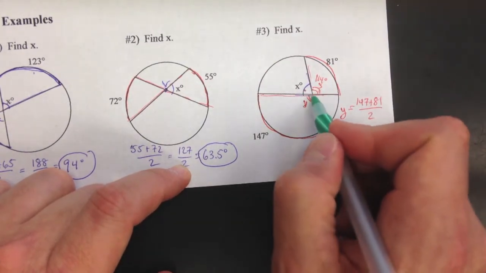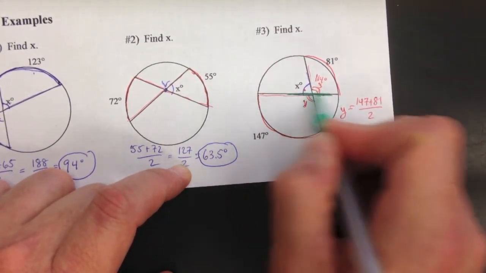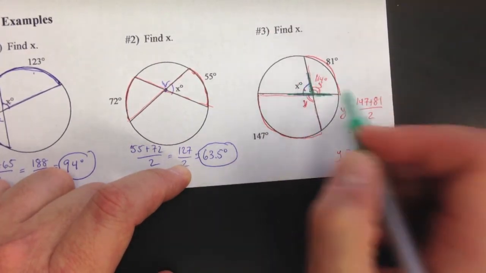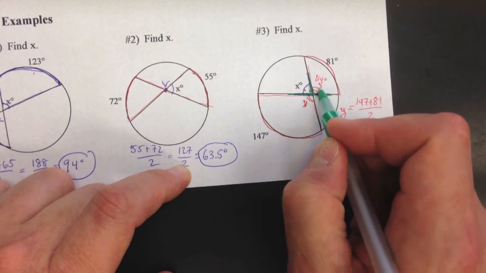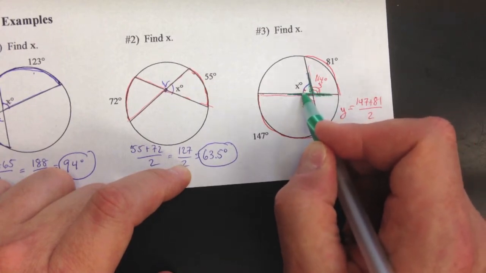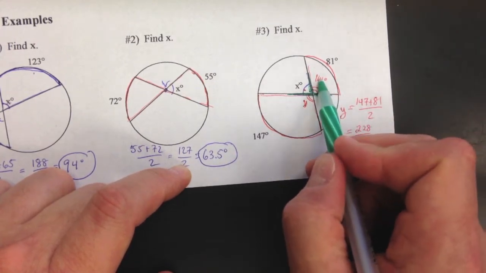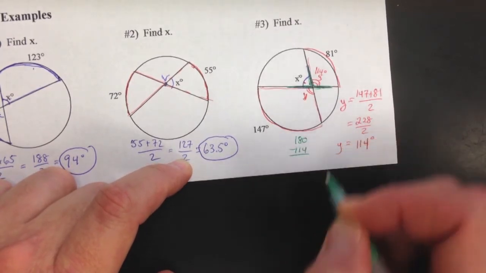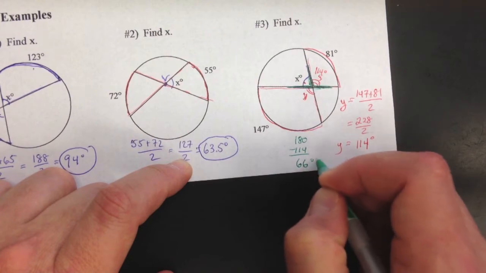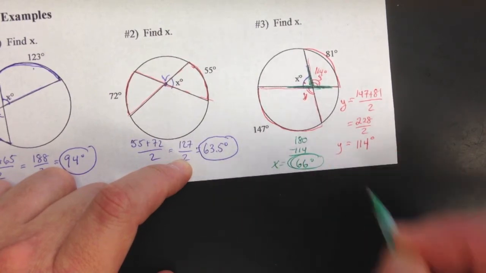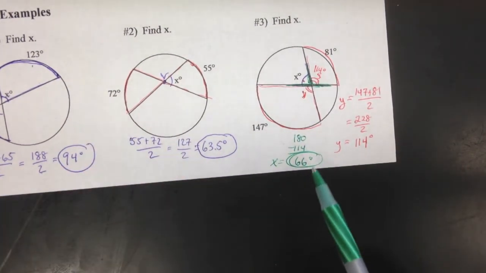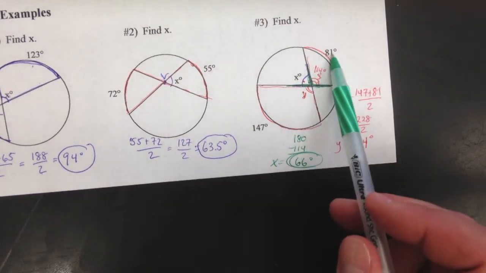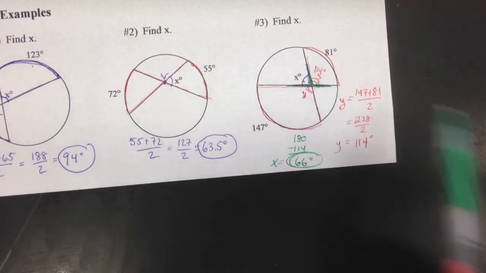So to find x, notice that we get a straight line here, and that these 2 angles are adjacent, the 114 and the x. They're adjacent, they form a straight line. That means that these add up to 180. So all we have to do is take the 114, subtract from 180, and we get the x value, which is 66 degrees. So x is 66. That is your solution. All right, so inside angle, you average the arcs. Add them, divide by 2.